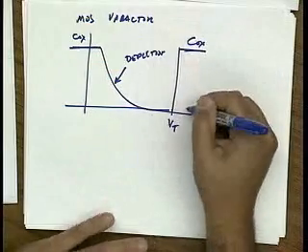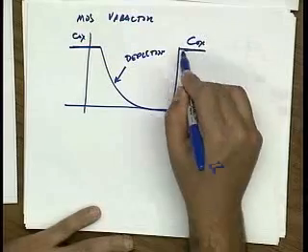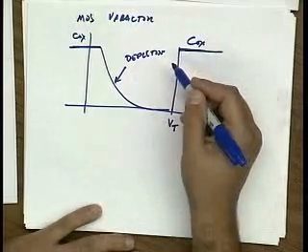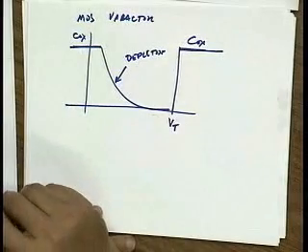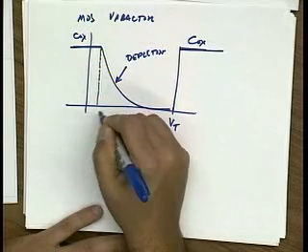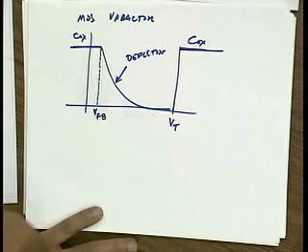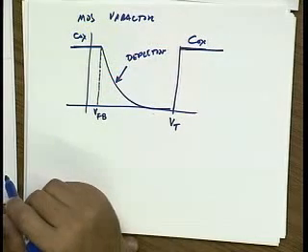Of course, this is not physical. We'll come back to that. We're also assuming that Cox is constant. We'll come back and look at that. Out here in accumulation, we assume that the capacitance is Cox. We know that the flat band voltage corresponds to the point where the device actually has zero fields in it.